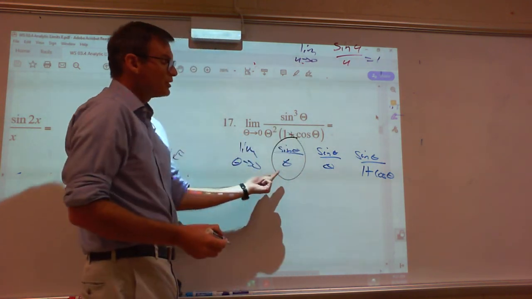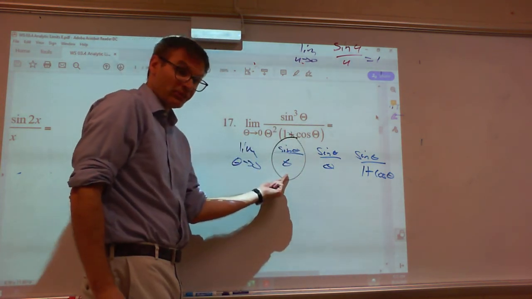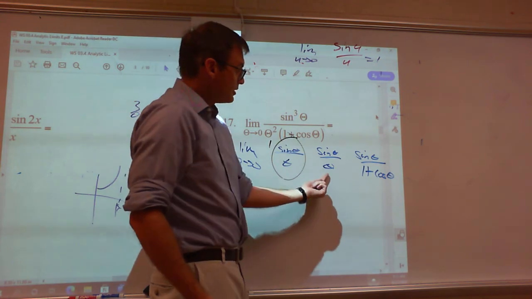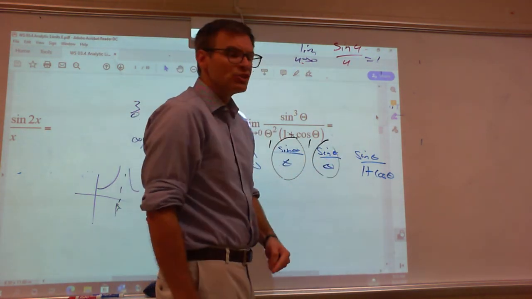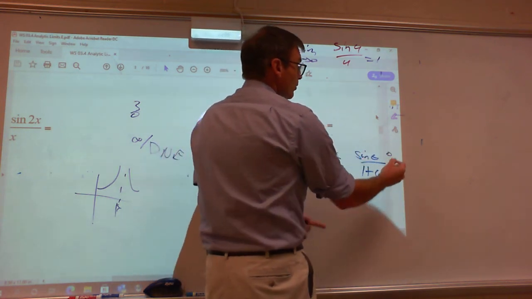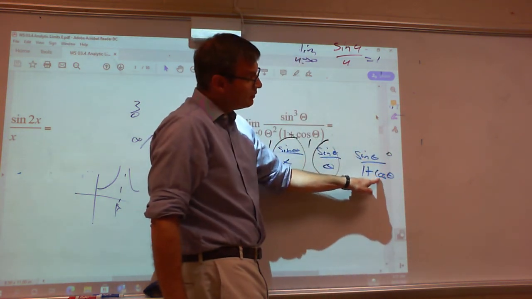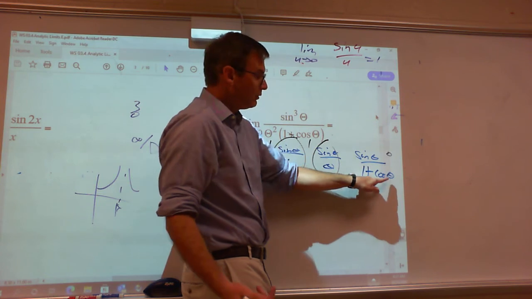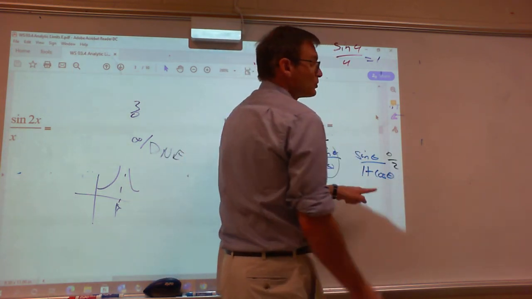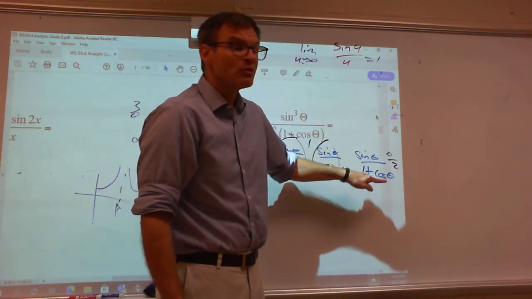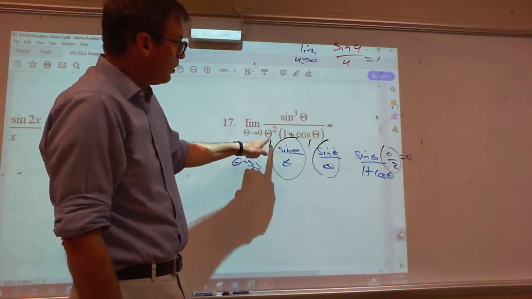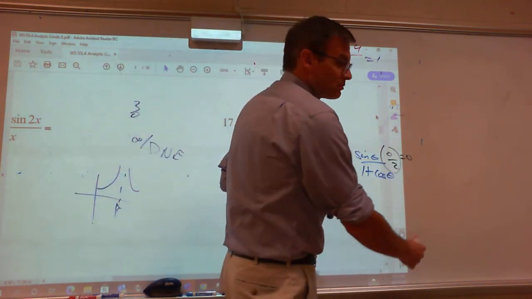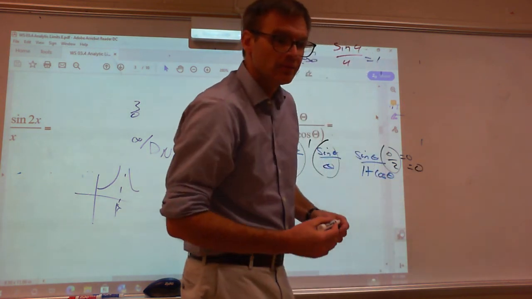as theta goes to 0, there's your big fat 1. As theta goes to 0, oh, there's another big fat 1. As theta goes to 0, well, sine of 0 is 0. And on the bottom, let's see, cosine of 0 is 1. And so that gives us a 0 over 2. And I know 0 over 2 is a big fat 0. So 1 times 0 is 0.